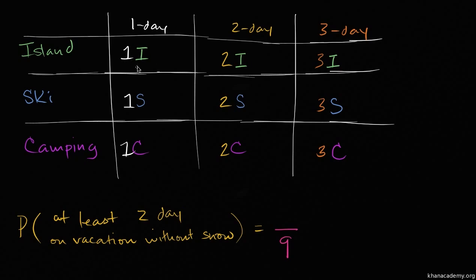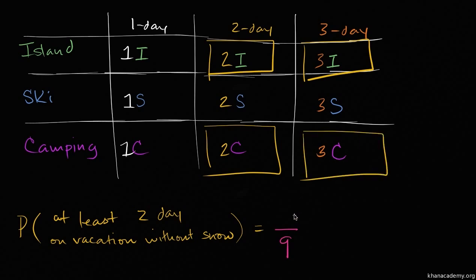Well, let's think about these outcomes. So this one is no snow, but it's only 1 day. This is 2 days without snow, so we can circle that one. This is 3 days without snow, so we can circle that one. All of these have snow. This is 1 day without snow, so we're not going to do this one. This is 2 days without snow, and this is 3 days without snow. And so 4 of the equally likely outcomes satisfy this constraint. So you have a 4 divided by 9 probability of getting a vacation that keeps you away from snow for at least 2 days. Hopefully you found that fun and useful for the next time that you are on some type of strange game show.